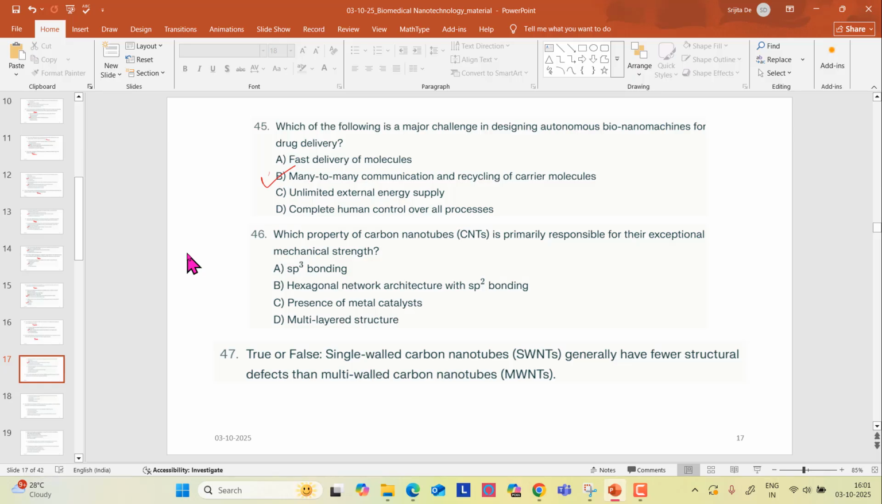Which property of the carbon nanotubes is primarily responsible for their exceptional mechanical strength? So, Option D. Yes, it is also the multi-layer nanostructure, also the hexagonal network. You have seen the nanostructure, carbon nanotubes are prepared kind of this, and they are long. So they have these hexagonal structures also. So this hexagonal network mainly gives the mechanical strength.